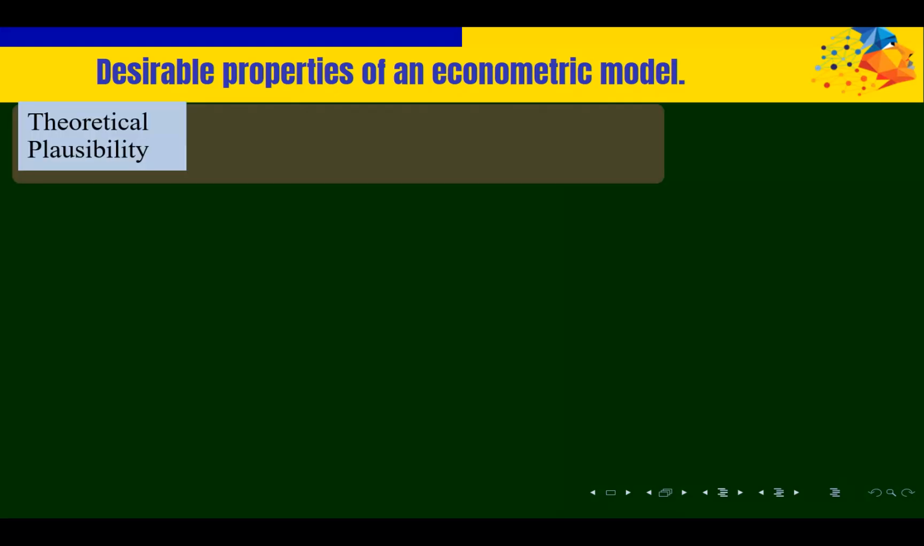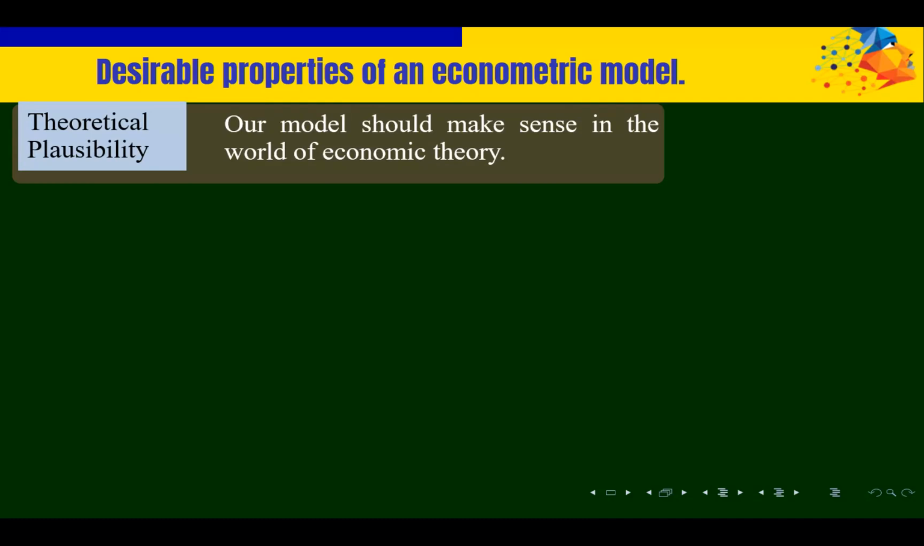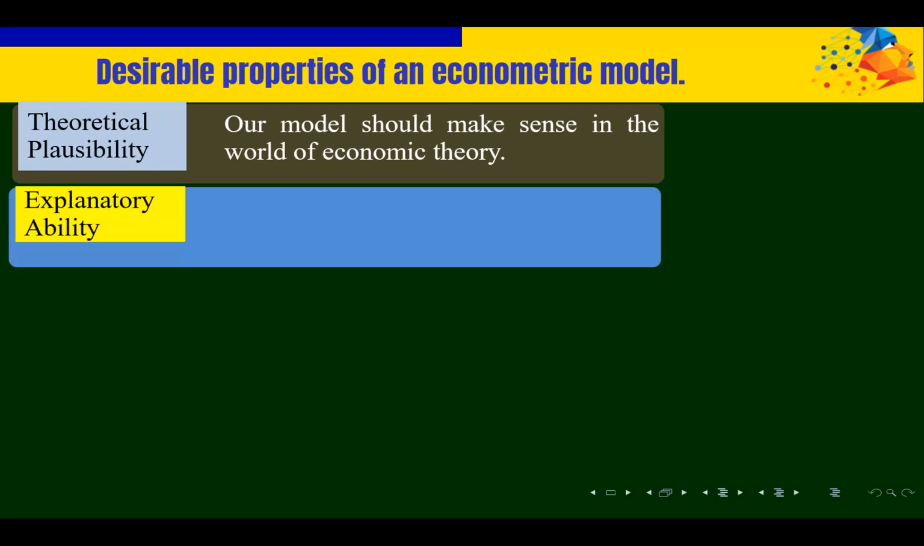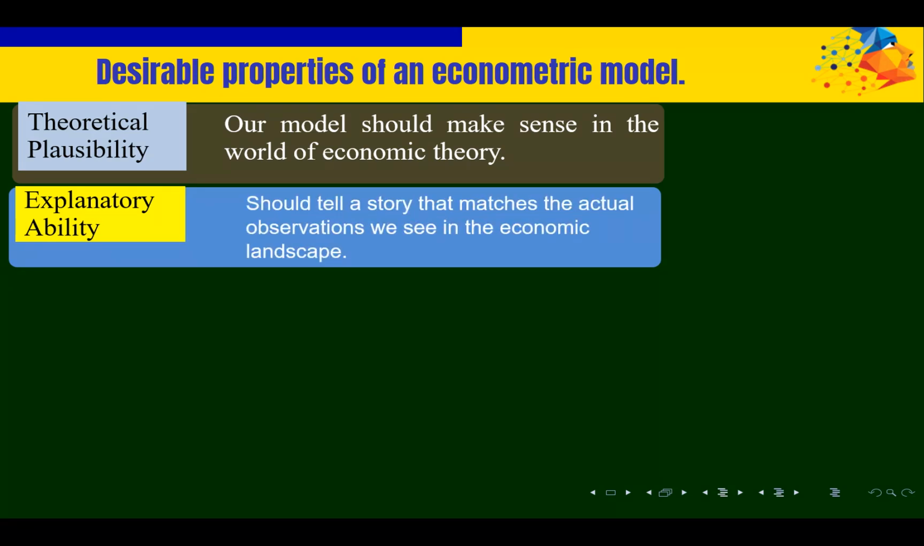1. Theoretical plausibility. Our model should make sense in the world of economic theory. It should align with the fundamental ideas and principles of economics. Think of it as ensuring our model follows the rules of the economic game. 2. Explanatory ability. The model should be good at explaining what's happening in the real world. It should accurately describe and capture the behavior of economic variables. Imagine it as telling a story that matches the actual observations we see in the economic landscape.